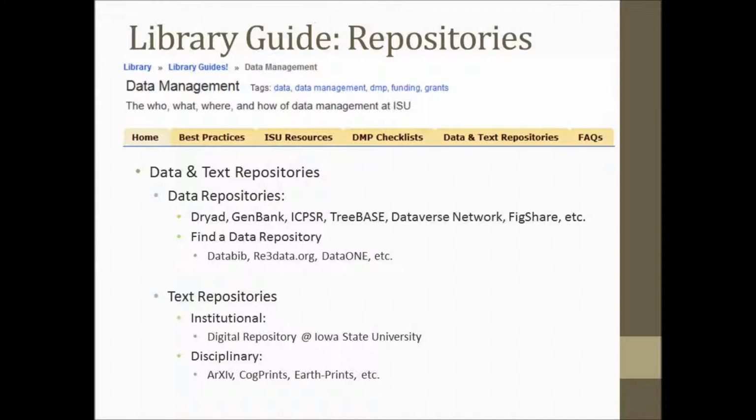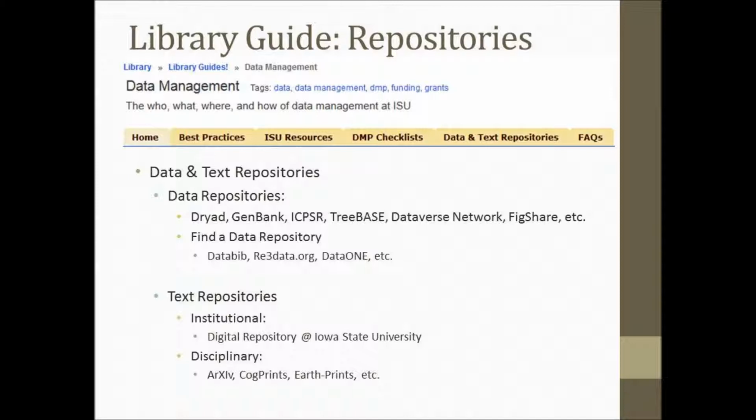There are two kinds of repositories right now. There's data repositories and there's text repositories. ISU right now only has a text repository. It's the institutional repository called Digital Repository at Iowa State University. We put research articles and other text products in there. Data repositories, on the other hand, ISU doesn't have one yet. So I encourage you to look at other ones that are at national levels to consider storing your data.